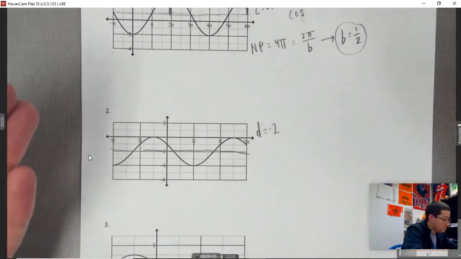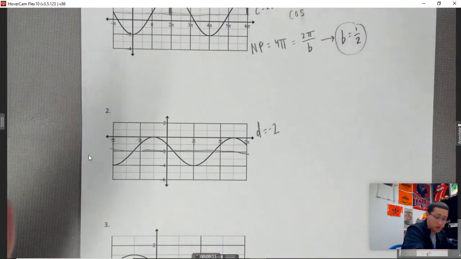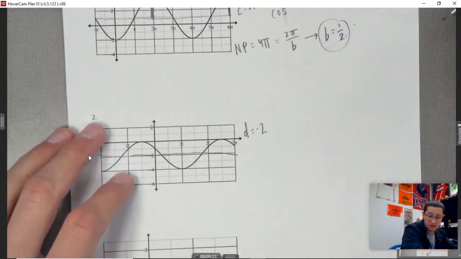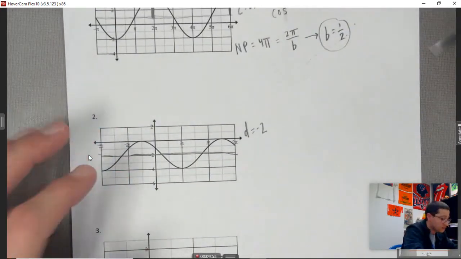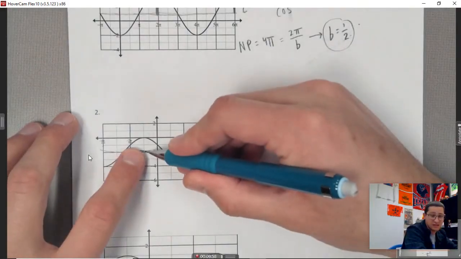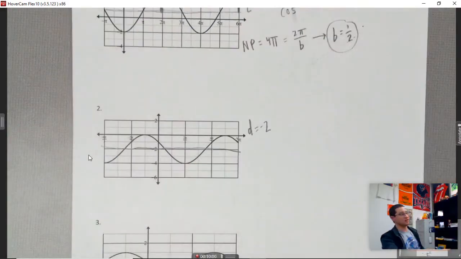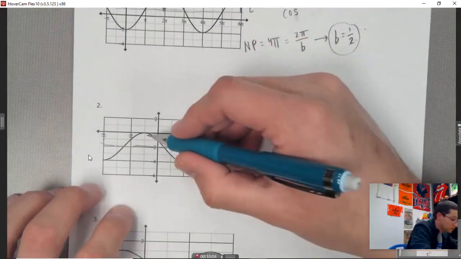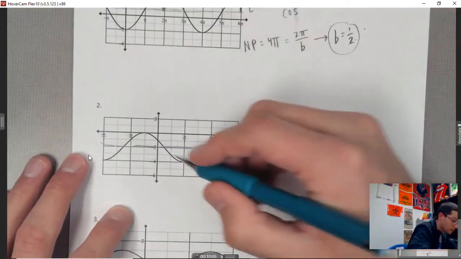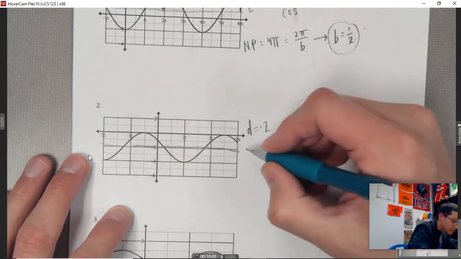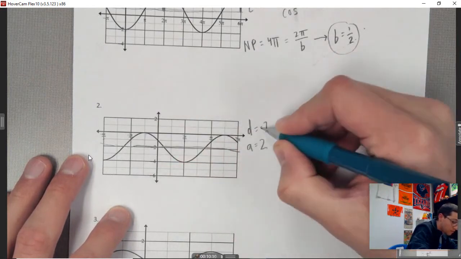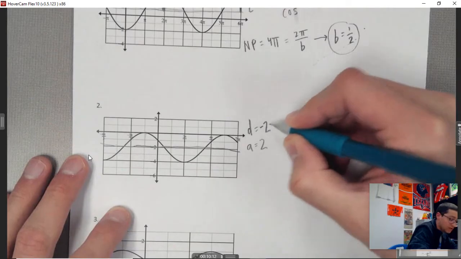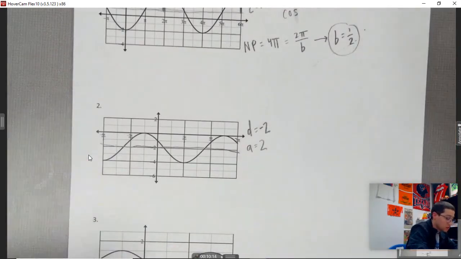Next is essentially going to be getting the distance, getting your A value. So we've got the axis here, therefore your amplitude is going to be 2. All right, so axis to the top, 2. So we've got a D value of -2, A value of 2.